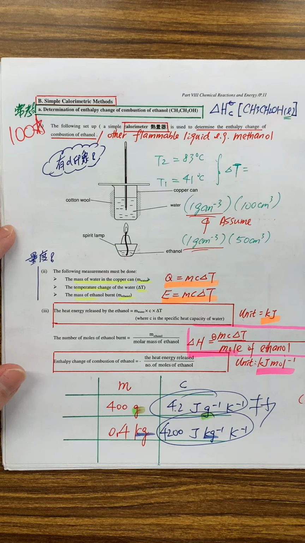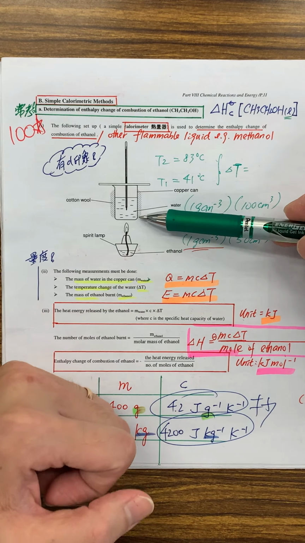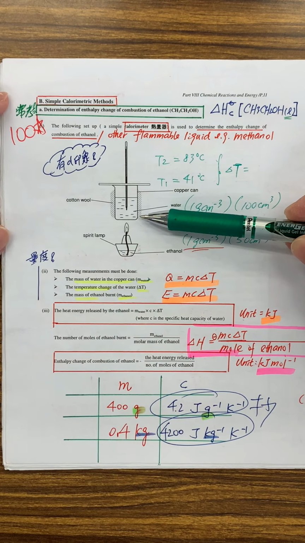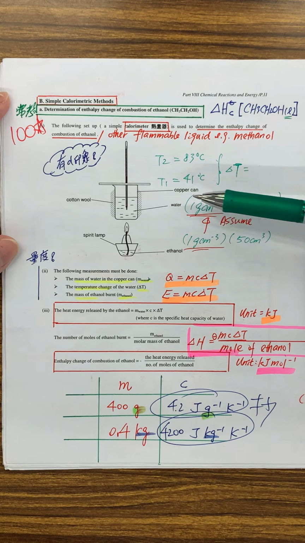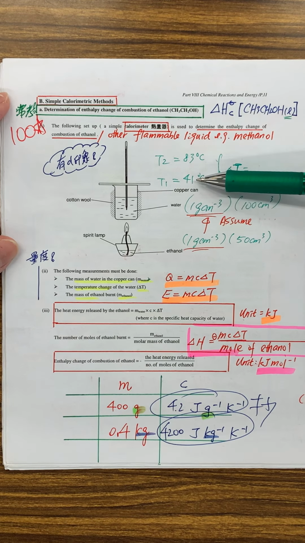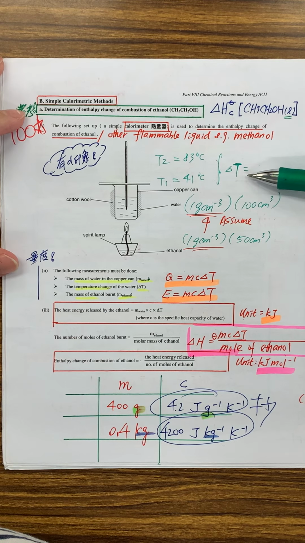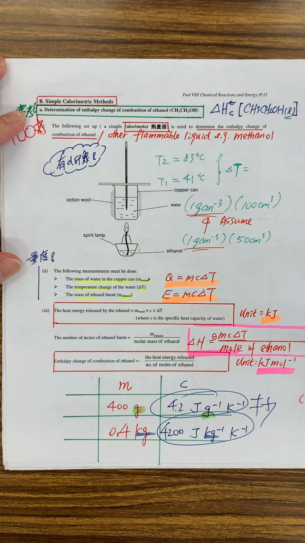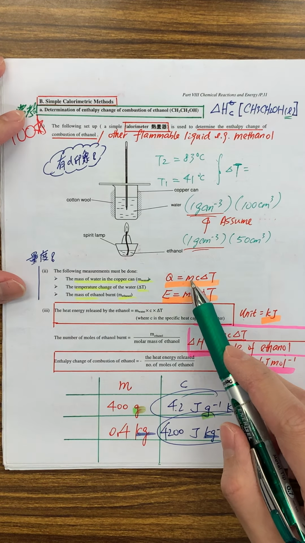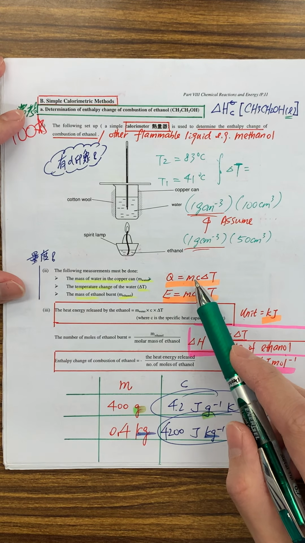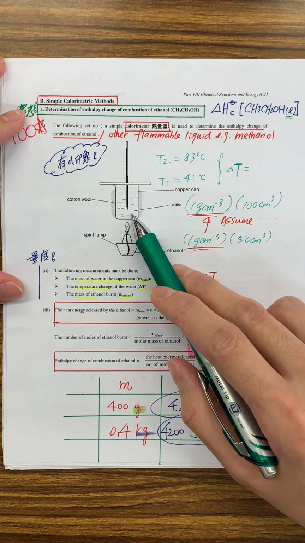Where can you get it? Measure the temperature change before and after the experiment. So you have two data, T1 and T2, right? Let's say T1 is 41 degrees Celsius, T2 is 83. So you can calculate the delta T, right? Then how about m here? m refers to the mass of water you used.